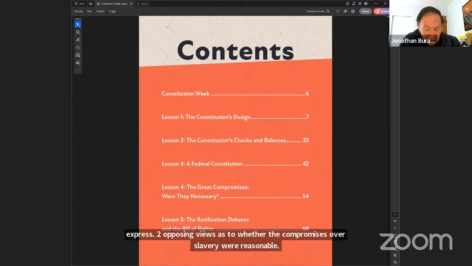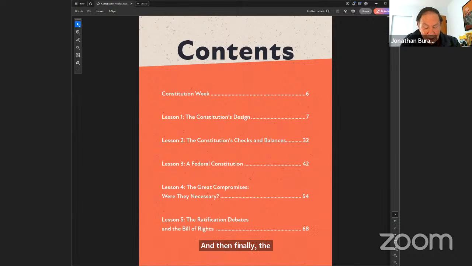And then finally, the ratification debates and the Bill of Rights. The essay that the students read here is on the central place of the Bill of Rights in the arguments that went on between Federalists and Anti-Federalists, expressing different opinions about whether there was a need for a Bill of Rights. And then they're given instructions for writing a DBQ essay, a document-based question essay, asking a central question about these sources. So in a real quick nutshell, that's what the five lessons cover.